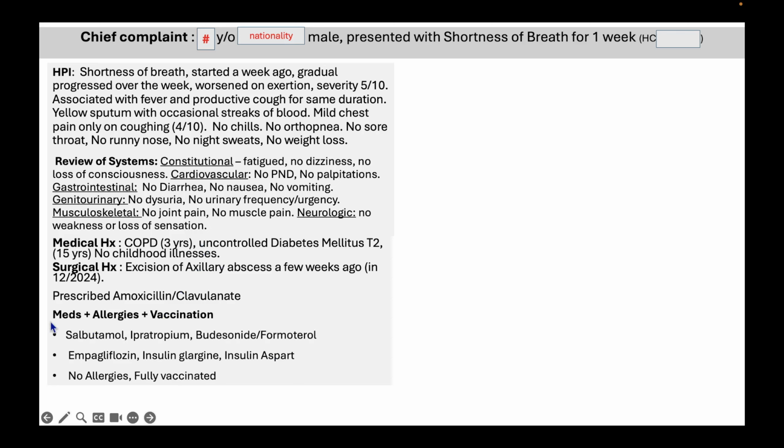Okay, and then other medications: salbutamol, ipratropium, and so on. This is for his COPD, and this is for his diabetes. No allergies, fully vaccinated. This could be important, especially in peds and things like that. And make sure that you know the mechanism of action of all the medications that you include in your presentation. Family history: no chronic diseases, no TB. TB is not really family history, but still, whatever. No asthma, no history of cancer or malignancy.